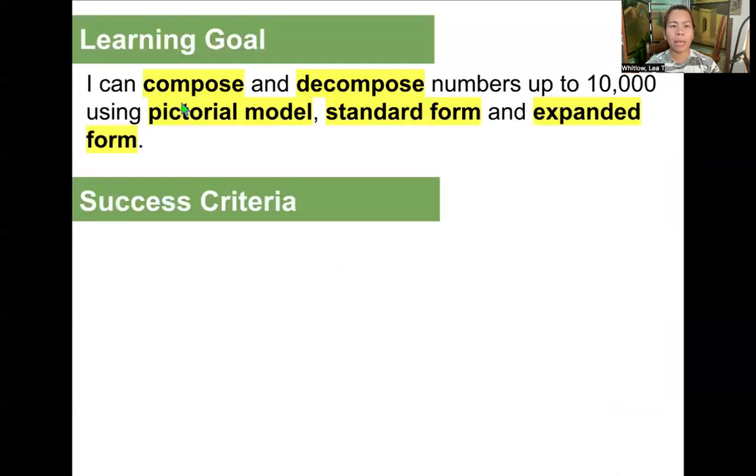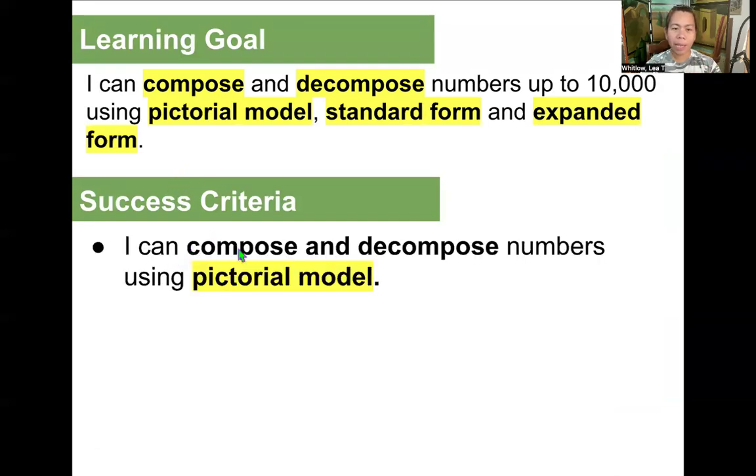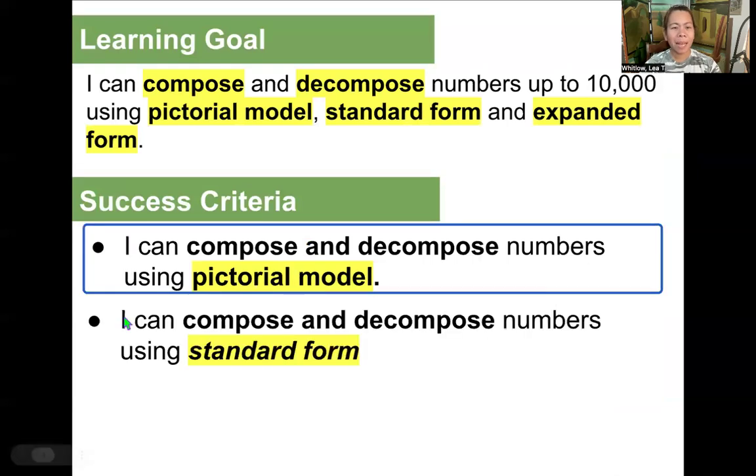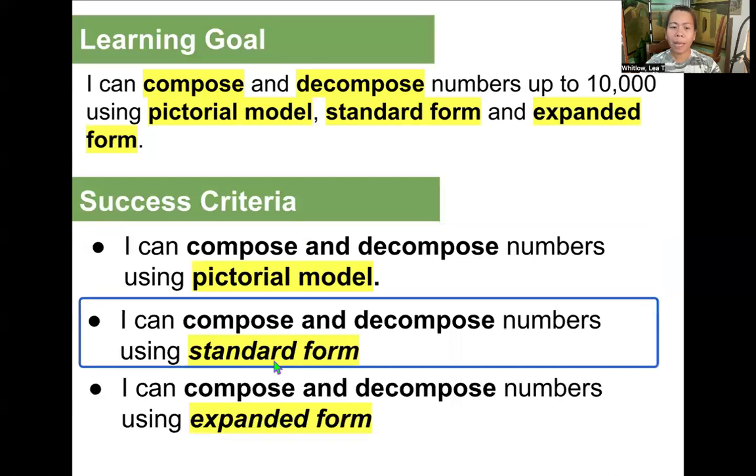Our learning goal for today: I can compose and decompose numbers up to 10,000 using a pictorial model, standard form, and expanded form. And the success criteria that we'll be checking off along the way are: I can compose and decompose numbers using a pictorial model. I can compose and decompose numbers using standard form. And I can compose and decompose numbers using expanded form.